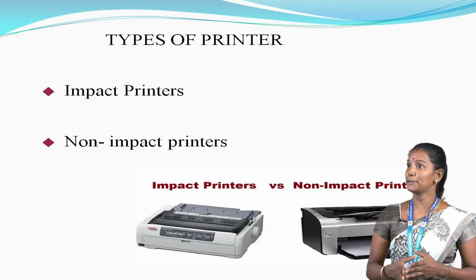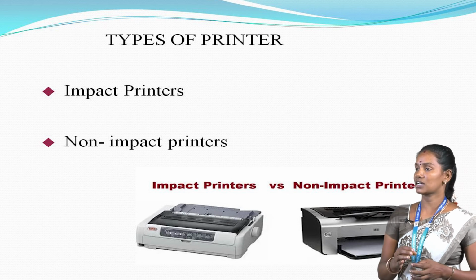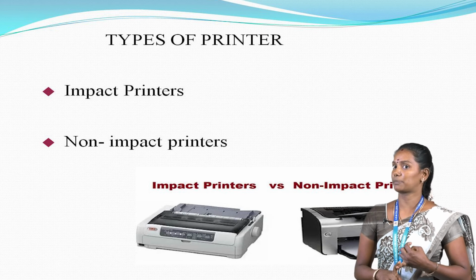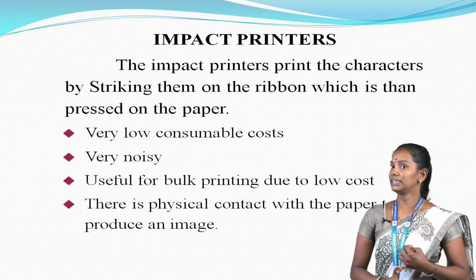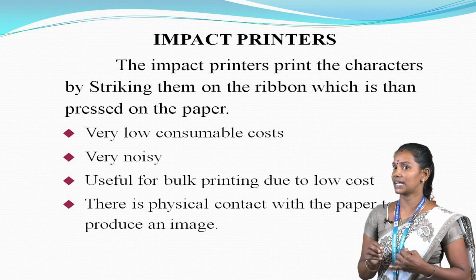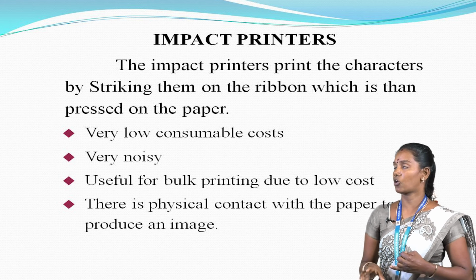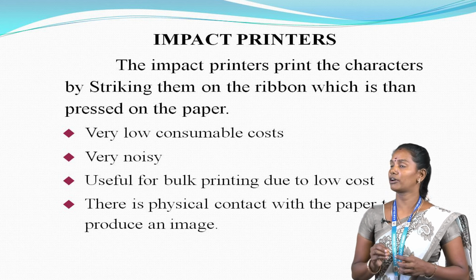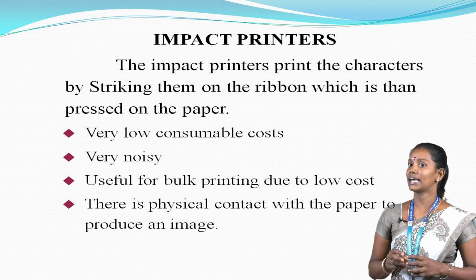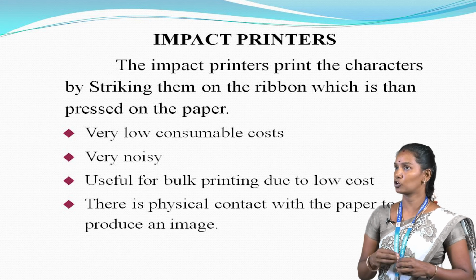The next one, what are the types of printer? Impact printers or non-impact printers? First one is impact printers. Impact printers print the characters by striking them on the ribbon, which is then pressed on the paper. Very low consumable cost, very noisy, useful for bulk printing due to low cost. There is physical contact with the paper to produce an image.